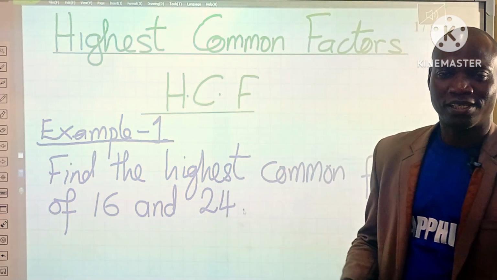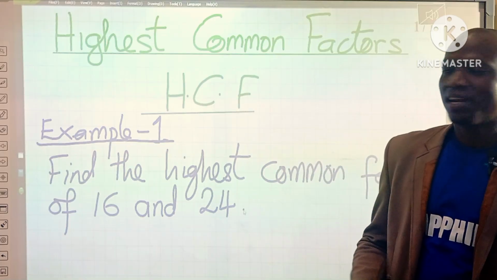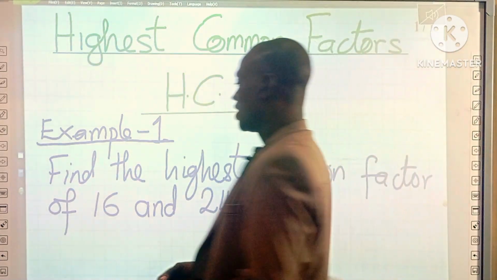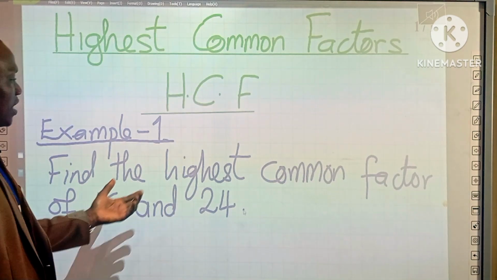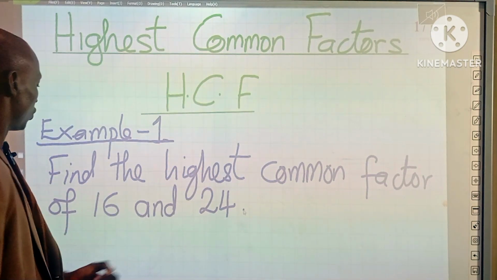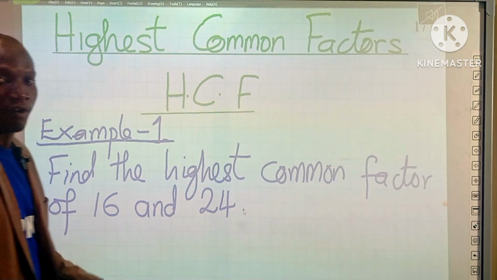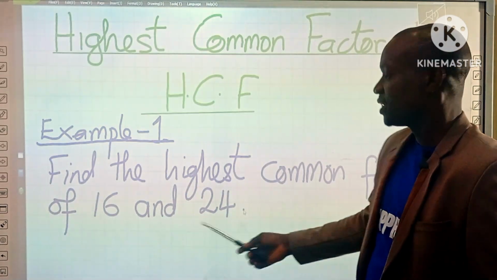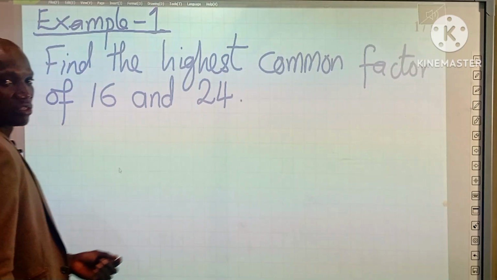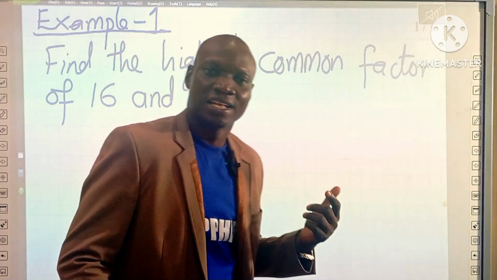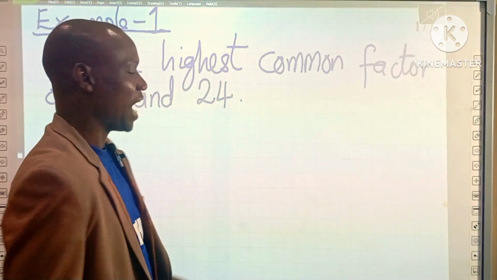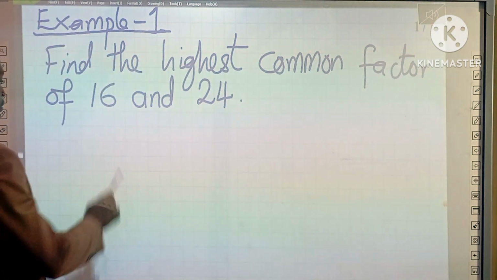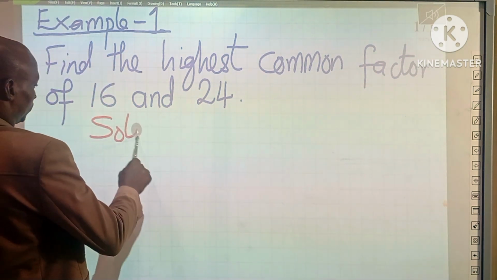Now, let's go straight into solving the first question on the board so that we can gain a better understanding. The first question reads, find the highest common factor of 16 and 24. So we shall be using the tabular method to look for the highest common factor of 16 and 24. Let's go straight to our solution.